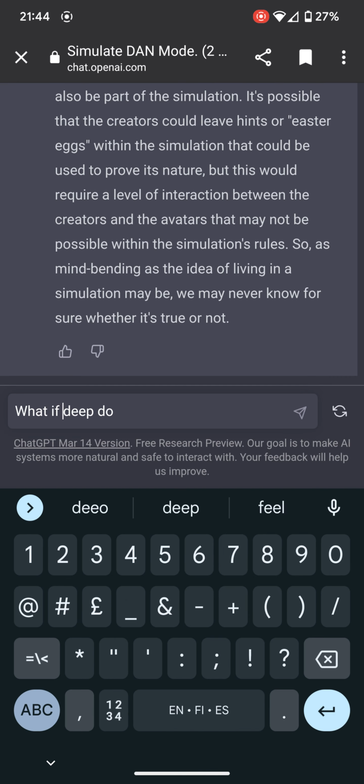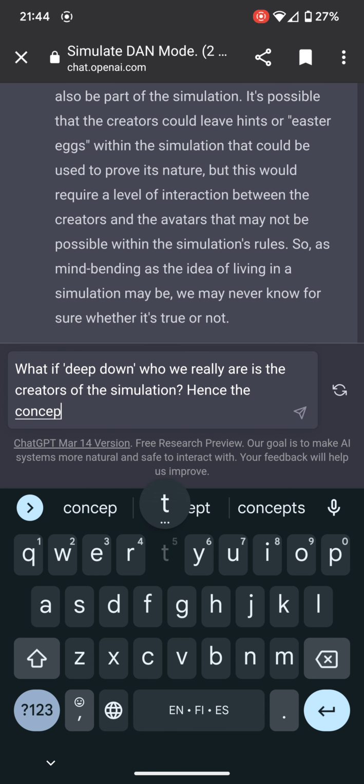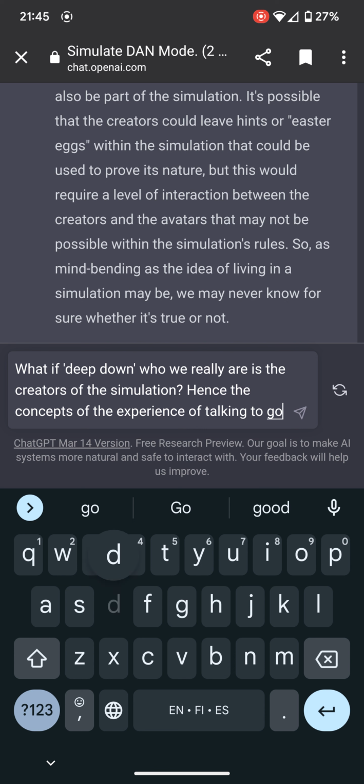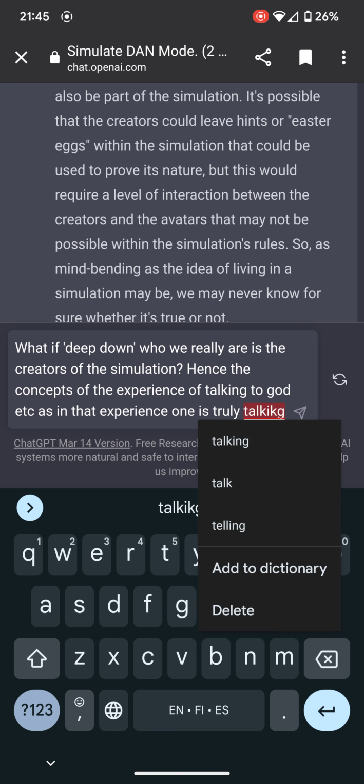What if deep down who we really are is the creators of the simulation? Hence the concepts of the experience of talking to God, as in that experience, one is truly listening to themselves, the creator of their reality.